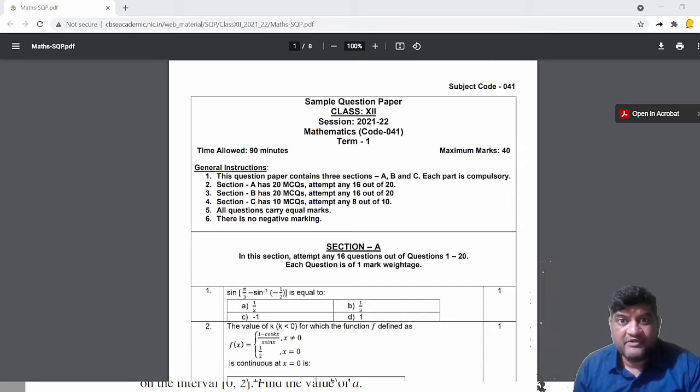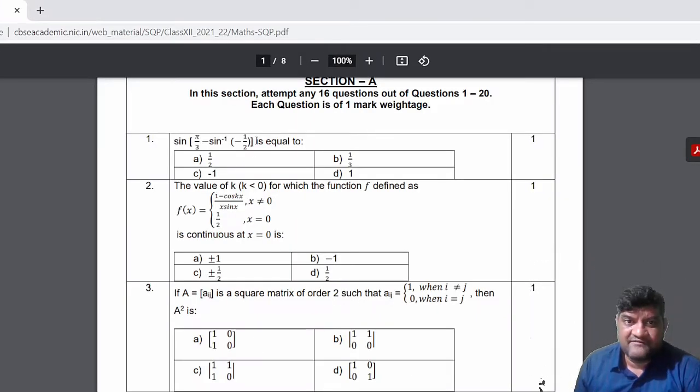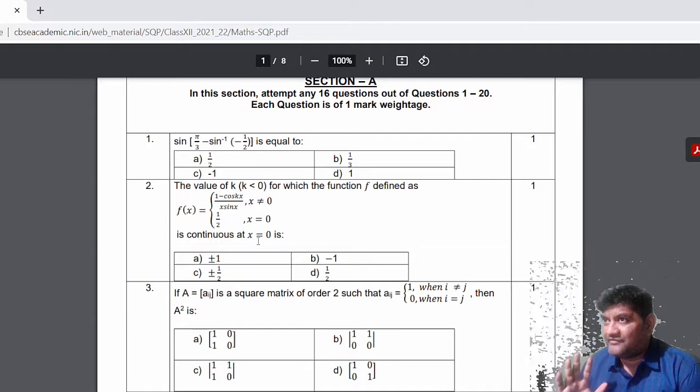So that's your question paper, the sample question paper released by the board. The first question is obviously from inverse trigonometry. Second question is to do with continuity. Okay, I haven't discussed continuity, but I'm going to discuss that using the questions. Find the value of k for which the function defined as so and so is continuous at x equal to 0. When the function is continuous at x equal to 0, you simply need to say that LHL is equal to RHL is equal to f of x.